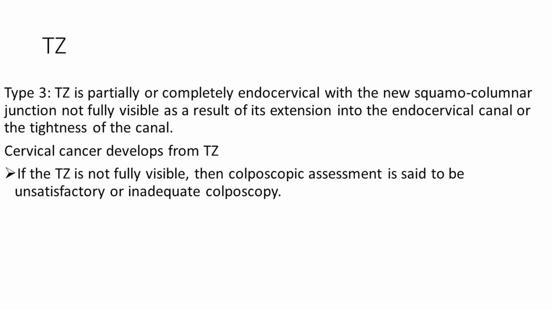In the type 3 transformation zone, it is partially or completely endocervical, with the new squamous-columnar junction not fully visible as a result of its extension into the endocervical canal or the tightness of the cervical canal. Cervical cancer, as said earlier on, develops from the transformation zone. If the transformation zone is not fully visible, then colposcopic assessment is said to be unsatisfactory or inadequate.